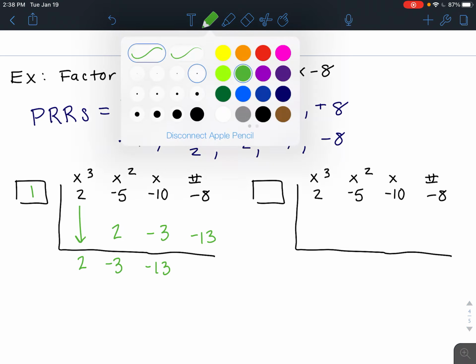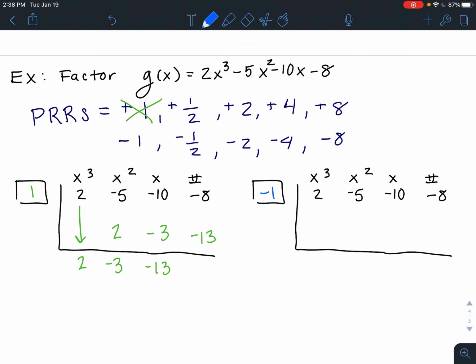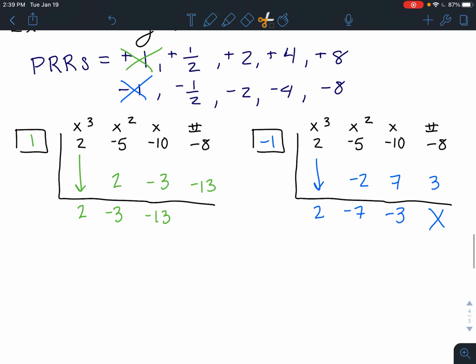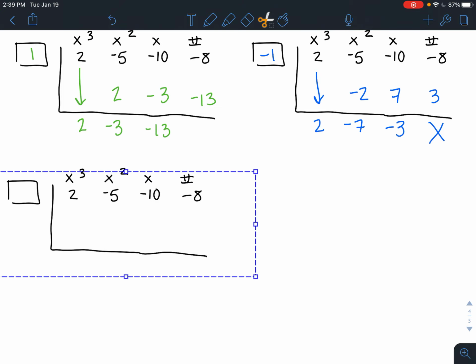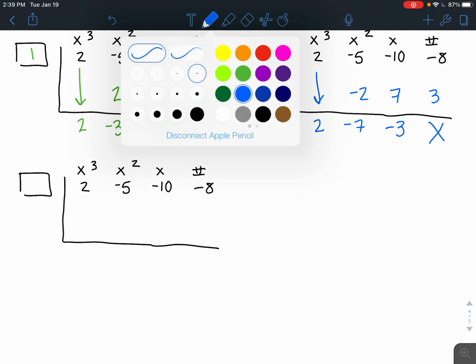Okay. So let's test negative 1. Okay, so I've got 2, multiply and get negative 2, that's negative 7. I'm going to get positive 7, that's negative 3. Right, that's not a 0, that's not going to work as well. So why don't we do the 1/2 and see if that works? And that way I can also show you how to do synthetic division with a fraction.